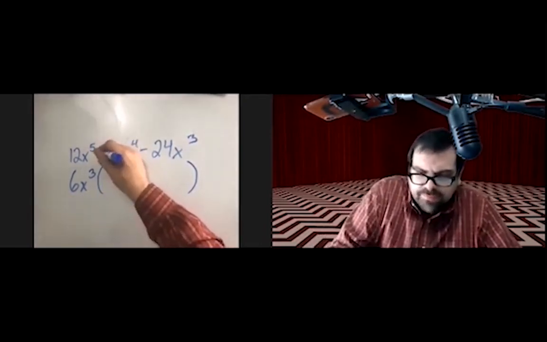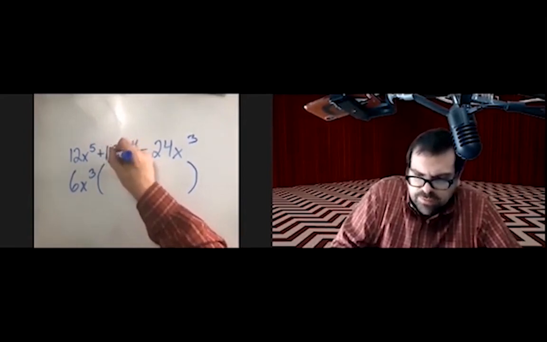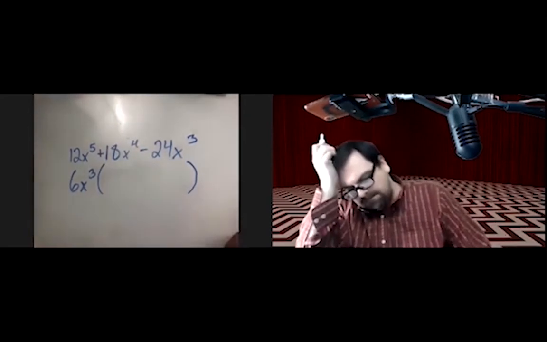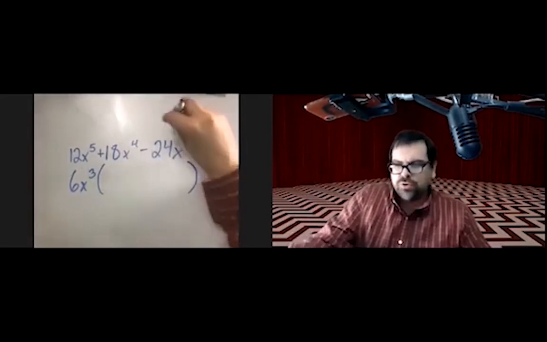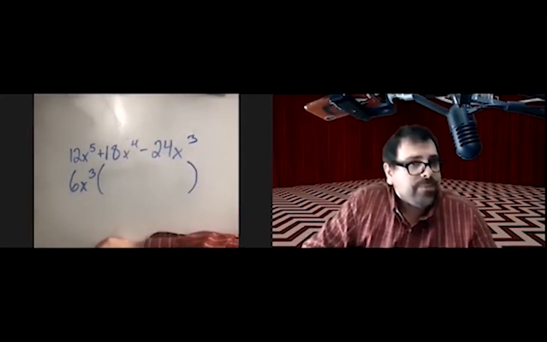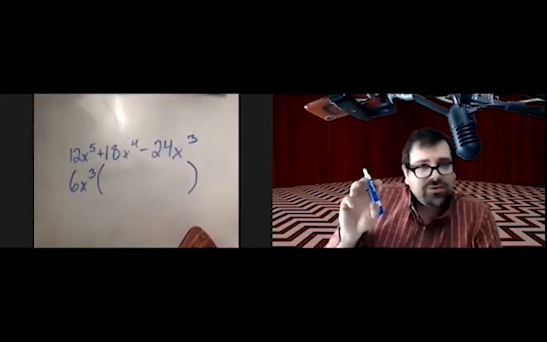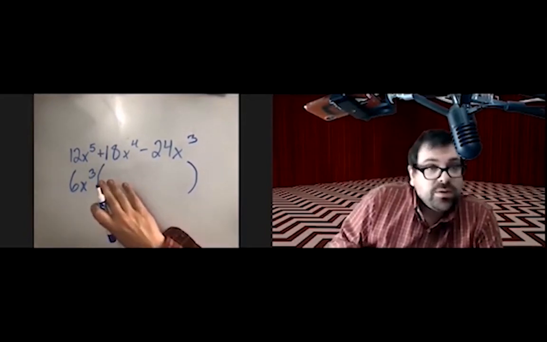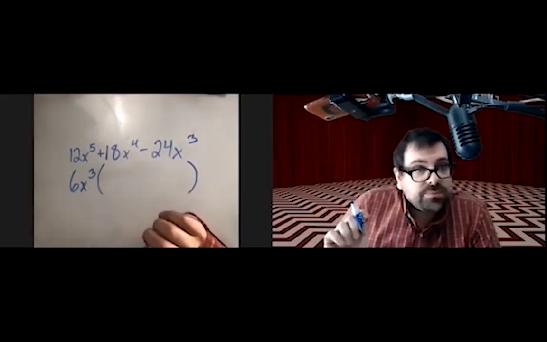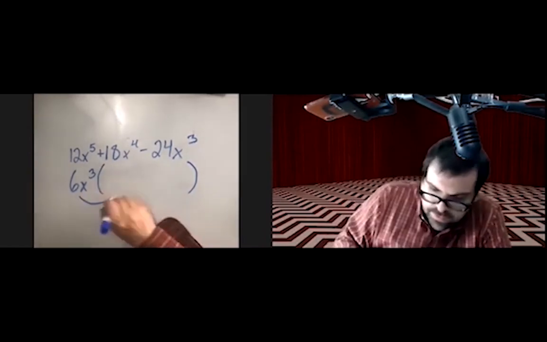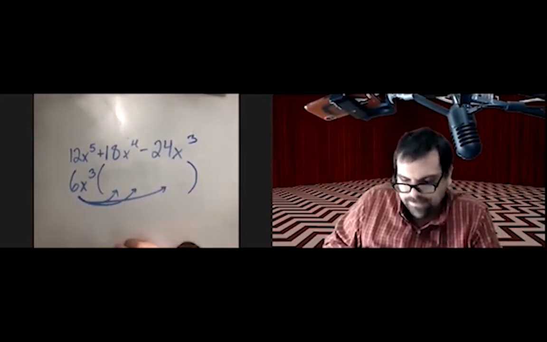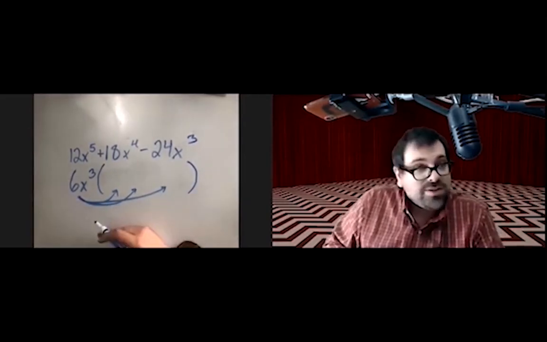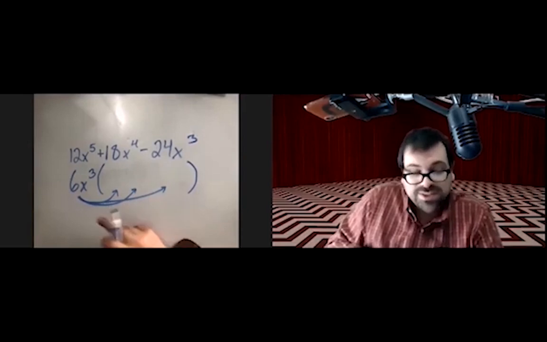So I keep saying, I've said it a couple times now, distributive property backwards, distributive property in reverse. What does that mean? Well, this is 1, 2, 3 terms. So our leftover piece is also going to be 1, 2, 3 terms. Hopefully now you're seeing distributive property in reverse.